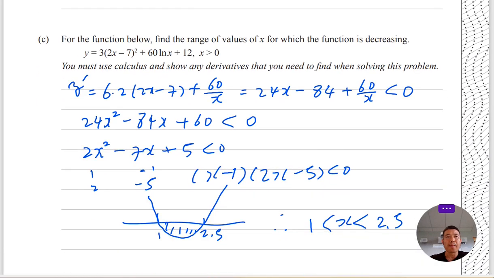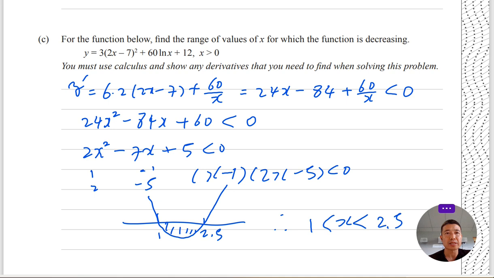Question 3. For the function below, find the range of values of x for which the function is decreasing. Yeah. So decreasing means what? The derivative is negative, isn't it? So obviously you have to differentiate the function. So the first one requires chain rule.